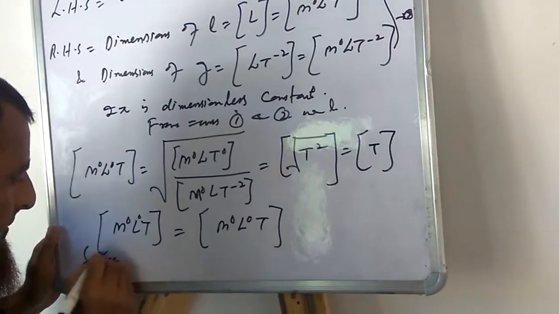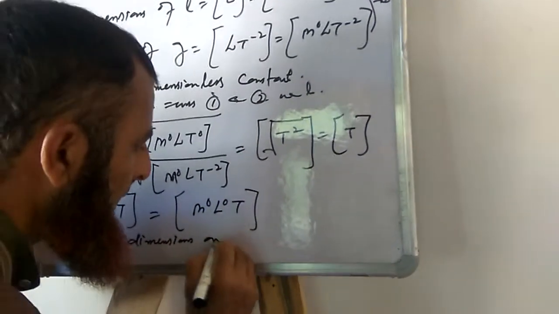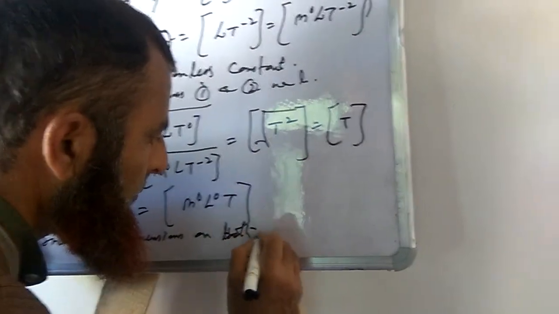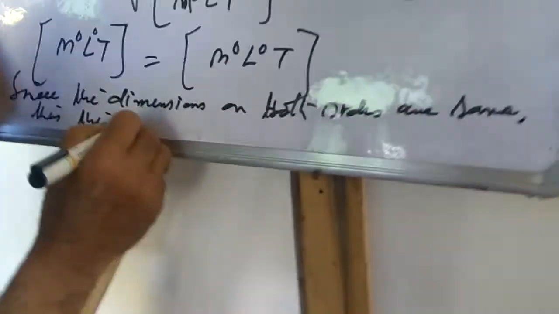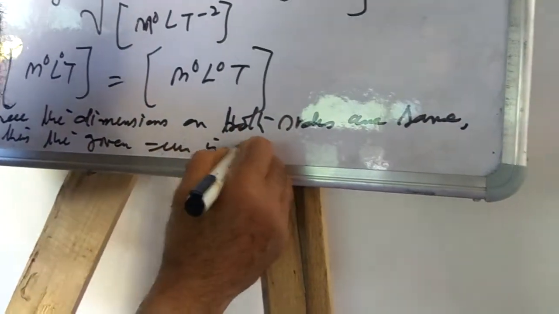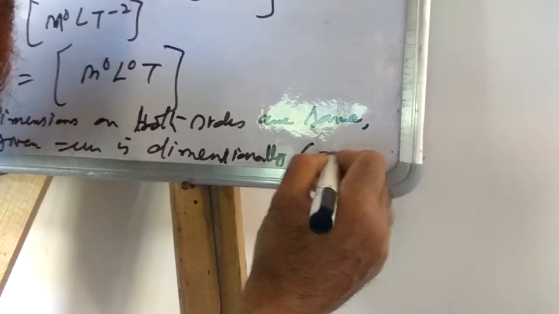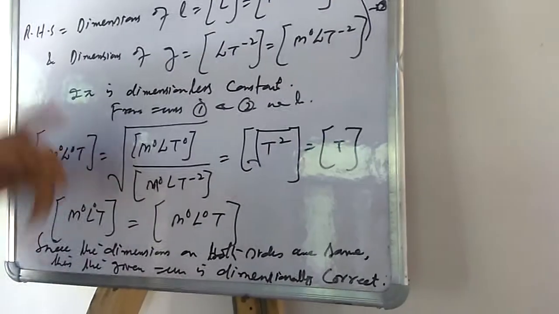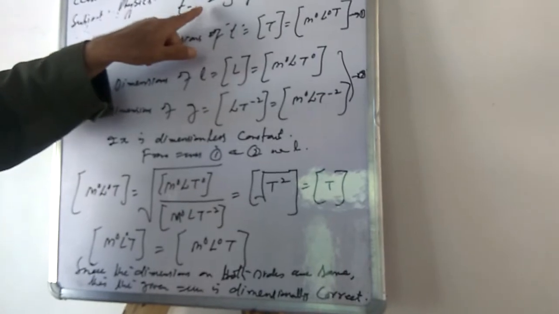We will write here: since the dimensions on both sides are the same, thus the given equation is dimensionally correct. In this way we check whether the given equation is dimensionally correct or not, applying the principle of homogeneity. So we illustrated here how we check the correctness of the given equation by using dimensional analysis.